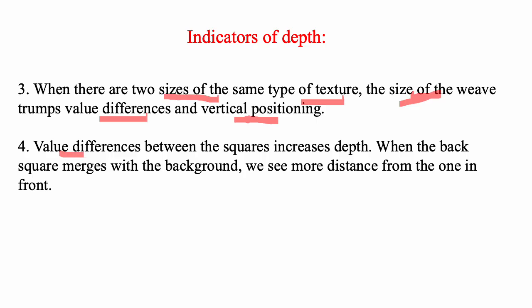I also showed you that when there are value differences between the squares, we see more depth. But when the back square merges with the background, then we see more distance from that square to the one in front.